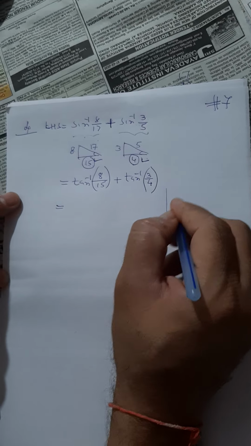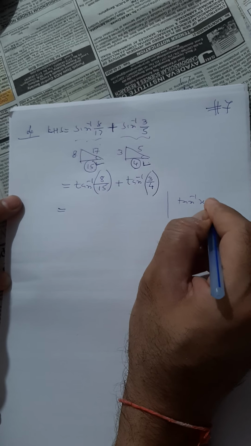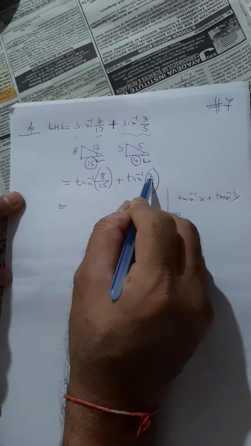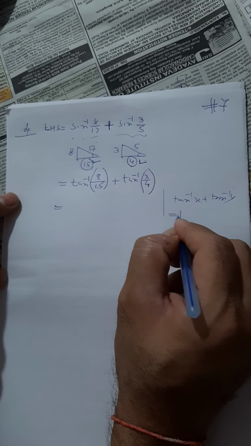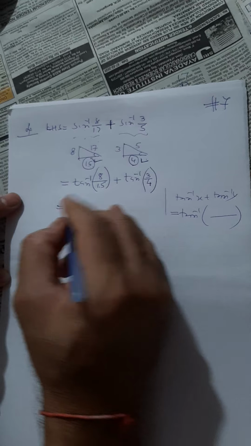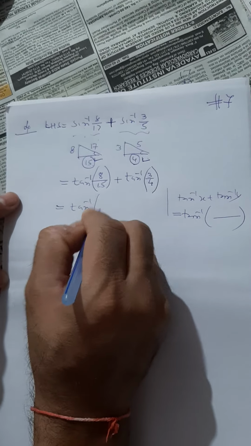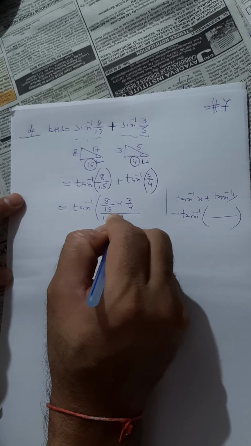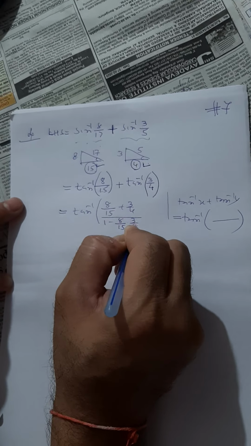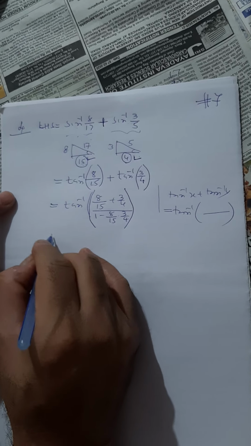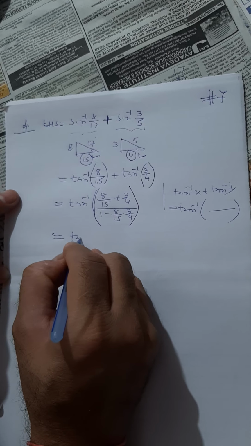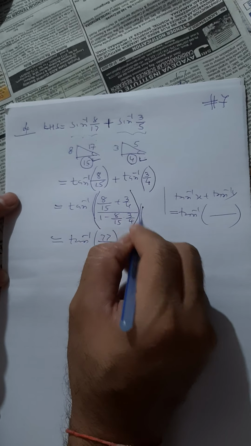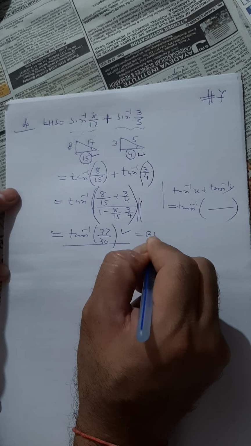And then now you use this result, tan inverse x plus tan inverse y. And here remember, x into y is less than 1. So if you use this formula, tan inverse of 8 by 15 plus 3 by 4 upon 1 minus 8 by 15 into 3 by 4. If you use this and simplify, you will get tan inverse 77 by 36. You simplify this, you will get this, which is RHS.